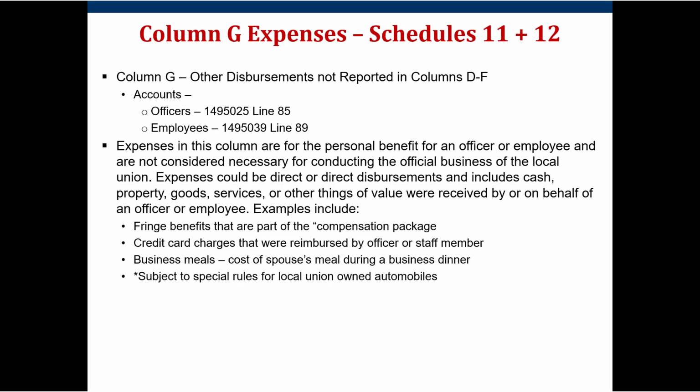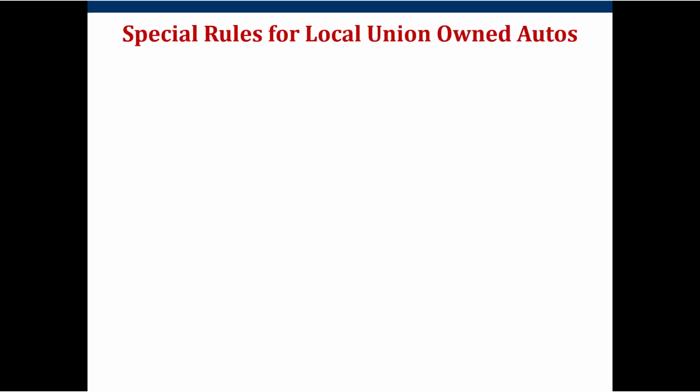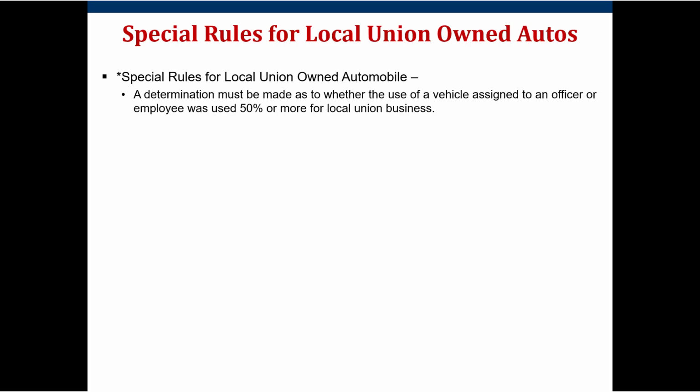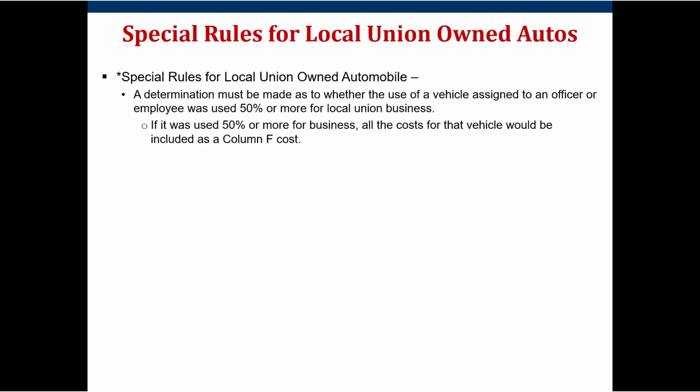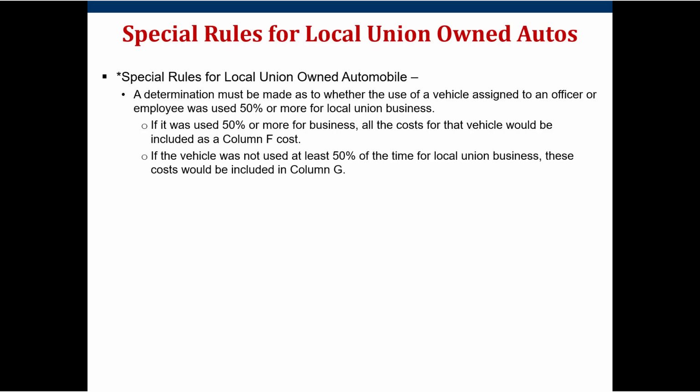Now there are special rules regarding local union-owned automobiles. A determination must be made as to whether the vehicle assigned to an officer or employee was used 50% or more for local union business. If it was used 50% or more for business, all of the costs of that vehicle would be included as a column F cost. If the vehicle was not used at least 50% of the time for local union business, these costs would be reported in column G.